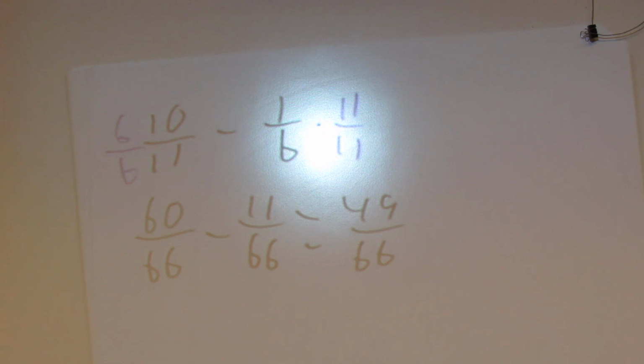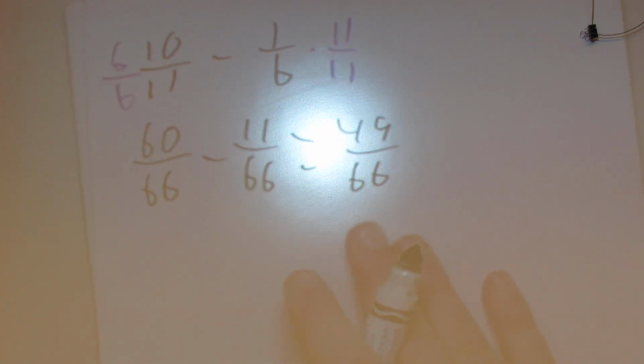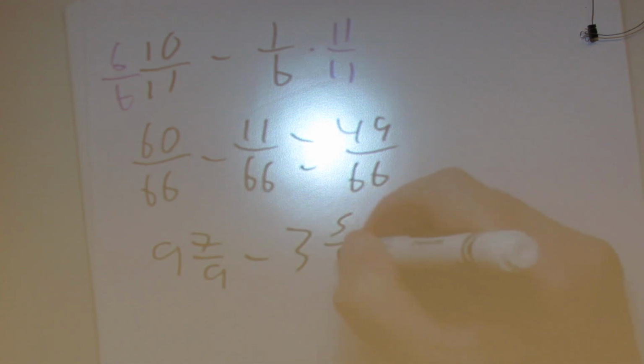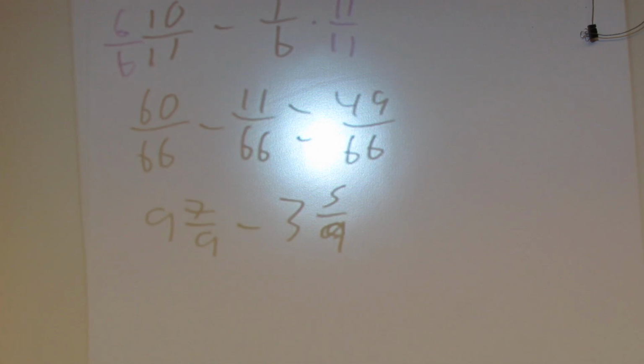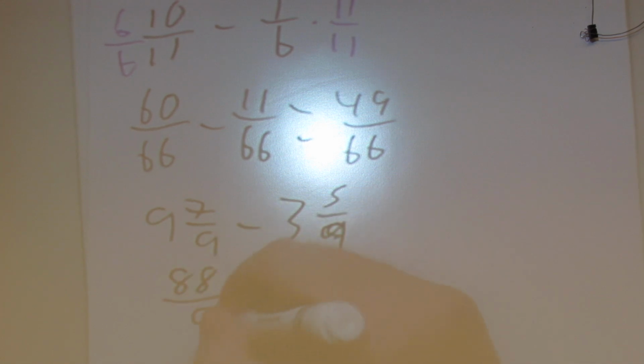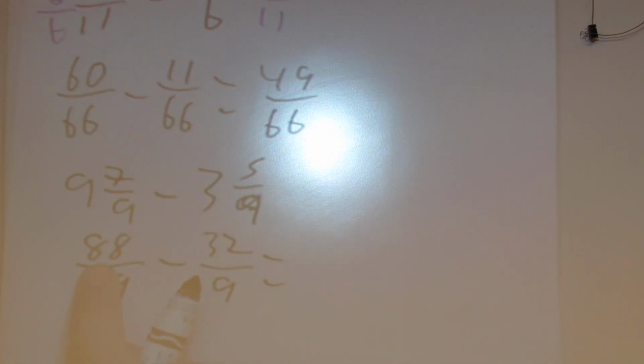The next question is going to be a subtraction with mixed numerals. 9 and 7/9 minus 3 and 5/9. There are multiple ways to do this one. Just in case the one on the test isn't as easy as this, I'm going to change everything first into an improper fraction. So 9 times 9 is 81, plus 7 is 88 over 9, minus 9 times 3 is 27, plus 5 is 32 over 9. When I subtract 88 minus 32, I'm going to get 56 over 9.